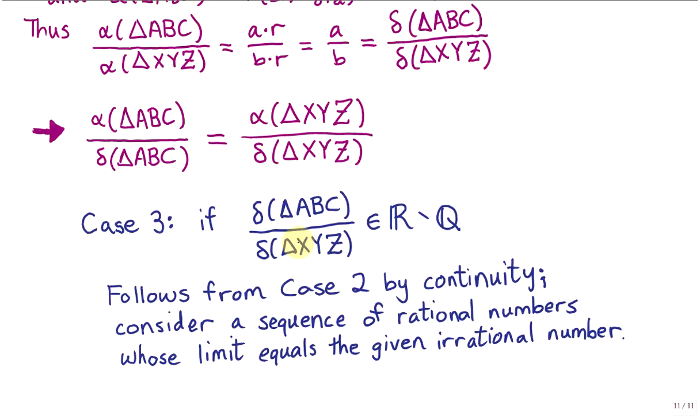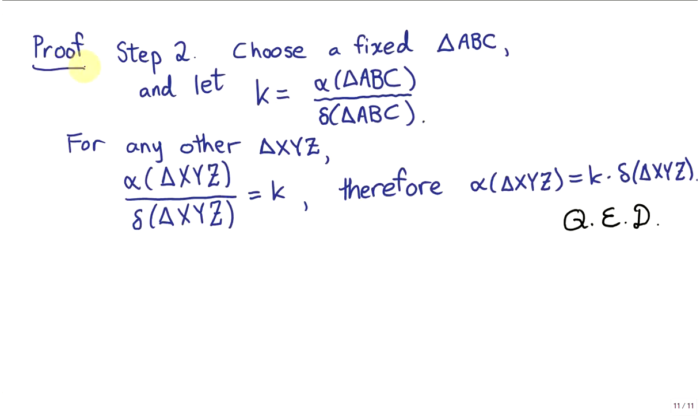Finally, case 3, what if the ratio of the angle deficits of these triangles is not a rational number? What if it was an irrational number? When this ratio is irrational, we'll just take a sequence of rational numbers which converge to this ratio. This equality is true for all rational numbers, so in the limit it'll stay true when the quotient of angle deficits is irrational. And now we finish off the proof. Step 1 was really the heavy lifting.